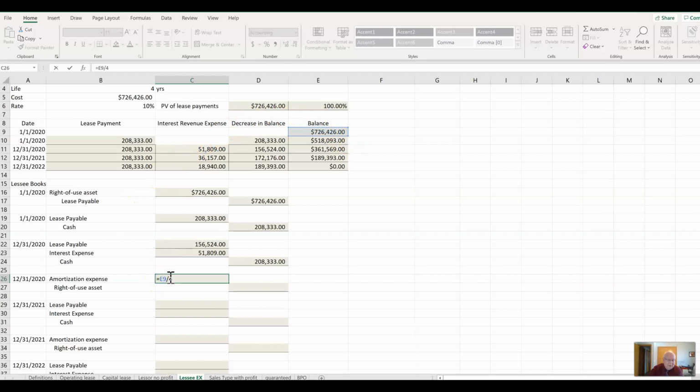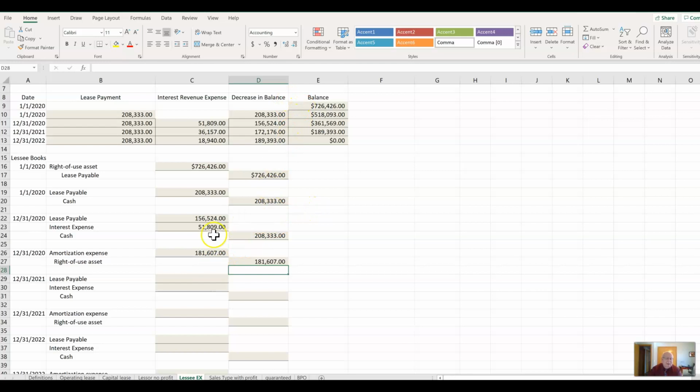And before I get carried away here, I want to do the round function. Okay, divided by 4, comma 0. Because there's no salvage value, so it's 181,607. Okay, because that'll take it down to 0 by the time we get done at the end of 4 years.